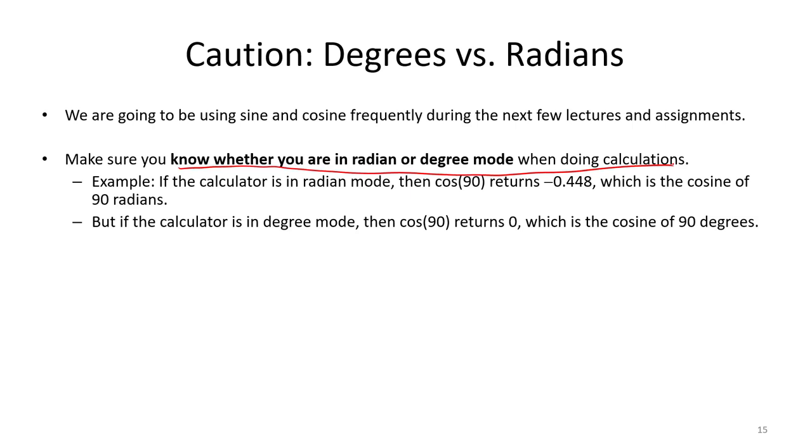Here's a quick way to determine which mode you are in. If you are in radian mode, then cosine of 90 will return a negative number, which is cosine of 90 radians. But if you're in degree mode, cosine of 90 returns 0, because cosine of 90 degrees is 0. So if you ever need to do a quick sanity check, cosine of 90 is a good way to quickly check which mode you are in.